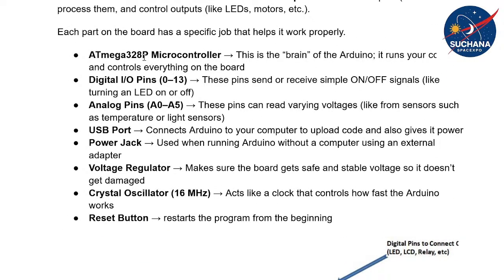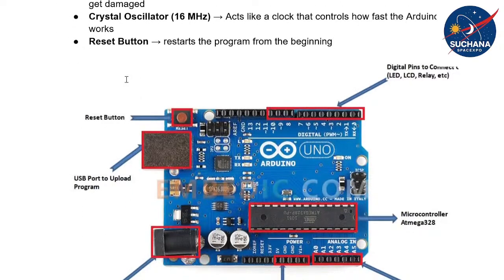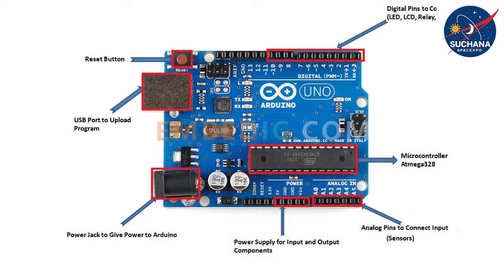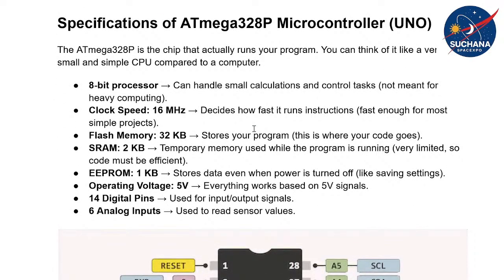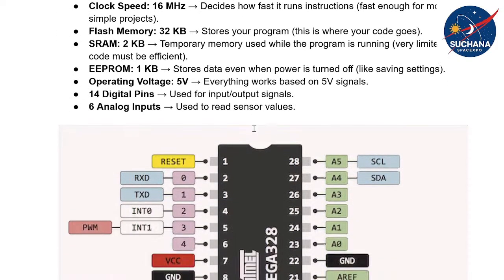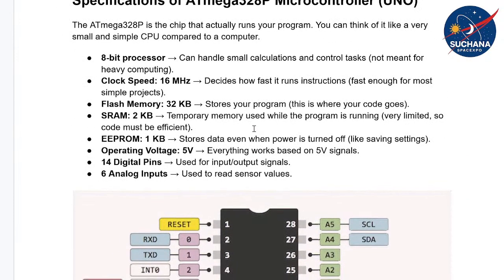So that's what is mentioned here. We have the ATmega328P microcontroller. We have digital IO pins. These IO mean input output. Basically, these pins can act as both input and output. So you might have a question: how can a single pin act as an input and output, right?